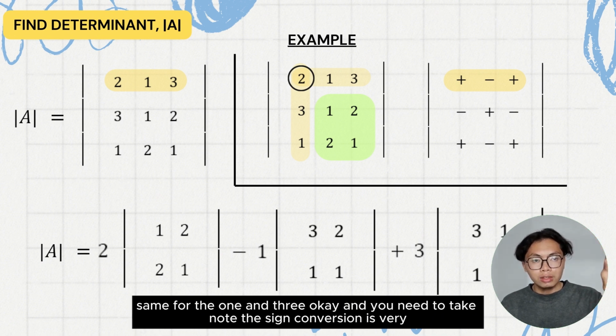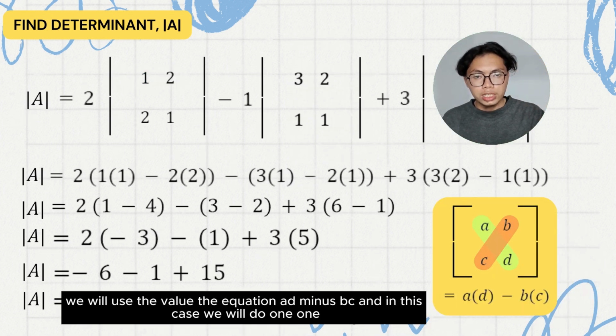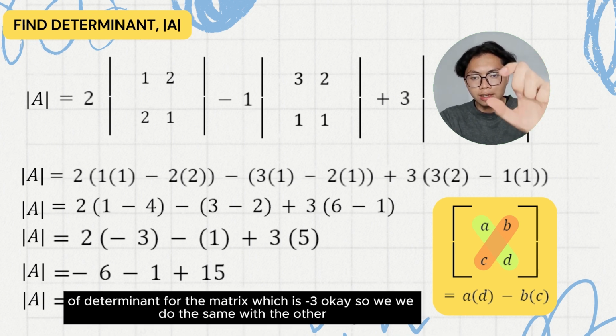Okay, and you need to take note on the sign conversion, it is very important. And then we will find the value of the determinant for a 2 times 2 matrix, for which we will use the equation AD minus BC. In this case, we will do 1 multiplied by 1 and then minus 2 multiplied by 2, which gives the determinant for the matrix, which is -3.